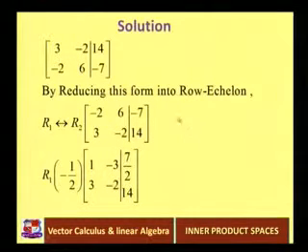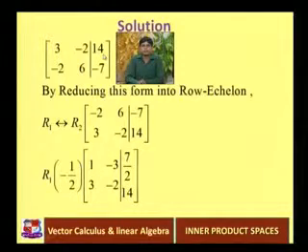Now write the augmented matrix, that is 3 minus 2 minus 2 6, and the constant matrix 14 minus 7, that is the augmented matrix. Now we want to find the solution of the system. For that, we reduce this augmented matrix into the row echelon form. For that, we have to convert this matrix into the row echelon form. For that, we need a 1 in this position.